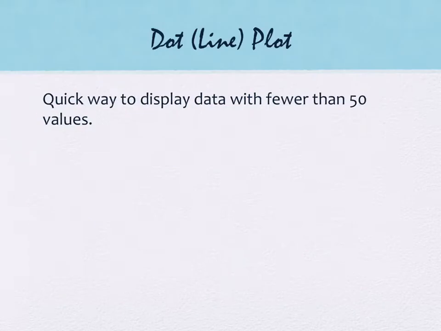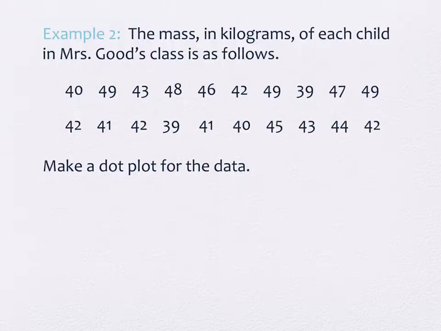That's pictograph. The next one is called a dot or a line plot. This is a quick way to display data with fewer than 50 values. And so here's our data. The mass in kilograms of each child in Ms. Good's class is as follows. We've got a whole bunch of numbers, and these numbers are representing the mass of each child. So one child weighs 40 kilograms, one weighs 49 kilograms, and so forth.